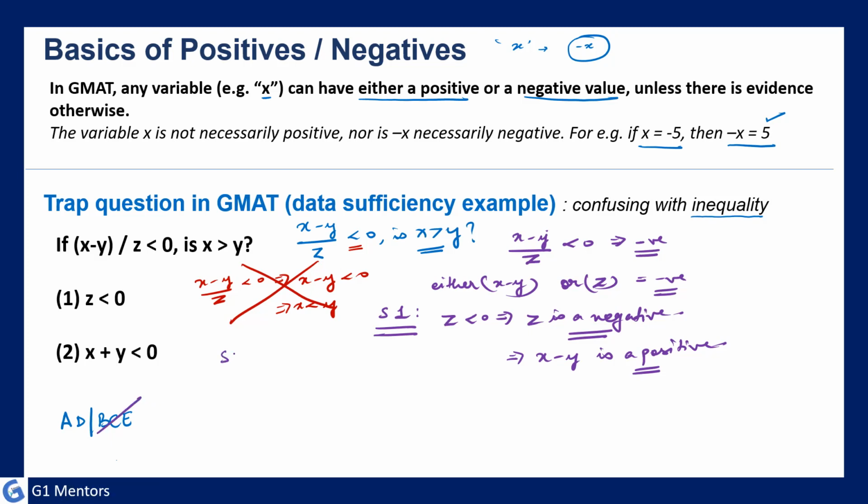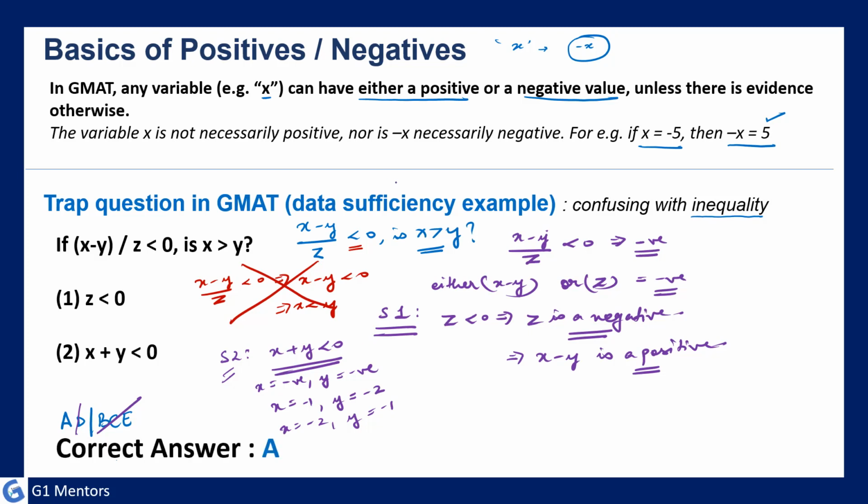Let's take statement 2 alone. It says x plus y is less than 0. If x plus y is less than 0, it can also happen if x is negative and y is negative. Correct? If x is equal to minus 1 and y is equal to minus 2, then also x plus y is less than 0. If x is equal to minus 2 and y is equal to minus 1, then also x plus y is less than 0. In this case, we are not able to say whether x is greater than y. So statement 2 alone is not sufficient to answer the question. So the answer to this question is A.